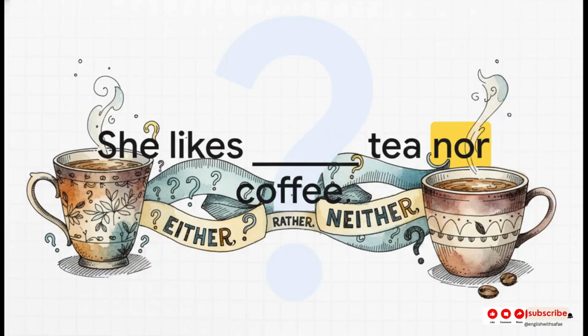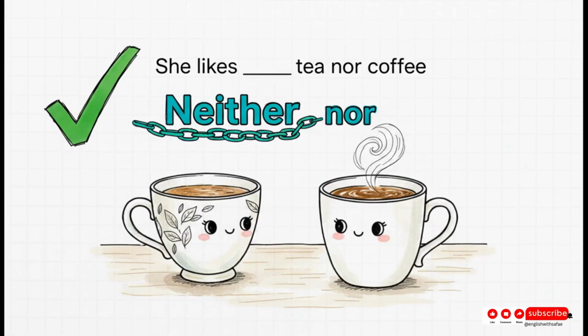And for our last question, she likes blank tea nor coffee. Okay, look closely at the words in that sentence. There's one in particular that has a very, very specific partner. You got it. The answer has to be neither. Because as soon as you see the word nor, you know neither can't be far away. They're that inseparable pair used for rejecting two things at once.